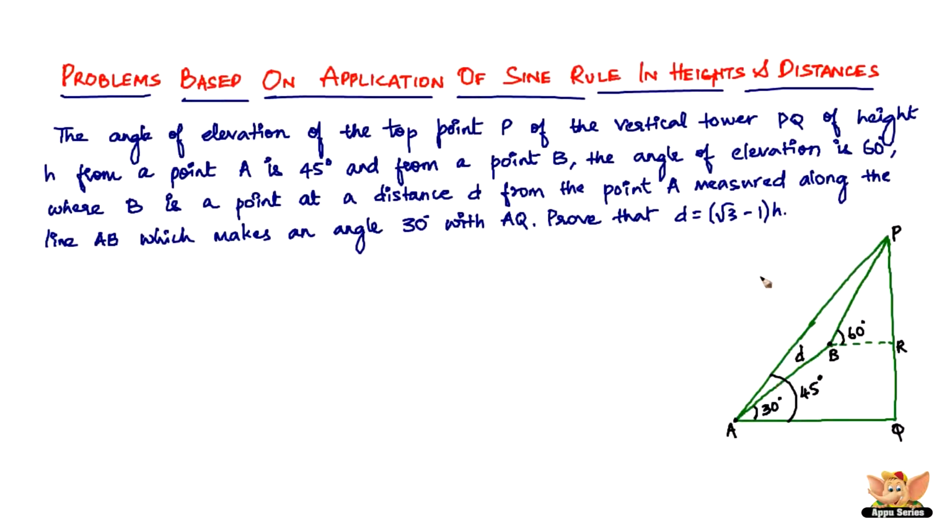Now this is the thing. Now it says prove that this distance AB, which is equal to D, is equal to root 3 minus 1 times the height h here. The PQ is h here. Alright, so let us see how do we go about solving this problem.